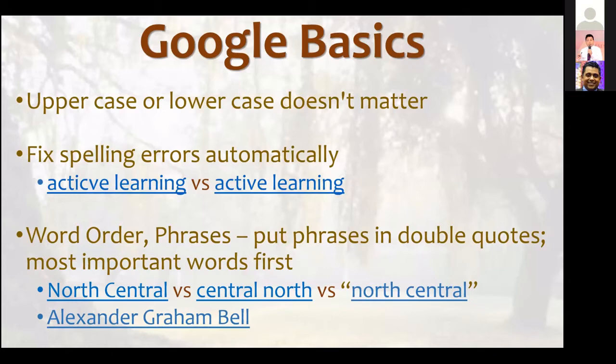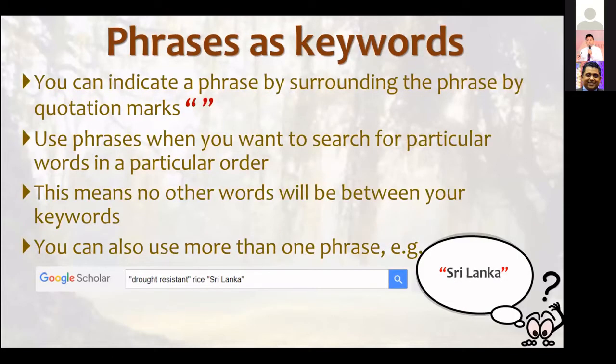So we'll start with the phrases. Now when you put quotes, it will search for that exact phrase in the order that is given, right? Which means that there will be no other word between those keywords. So for example, "drought resistant" in quotes will look for drought resistant together, as we will see later.